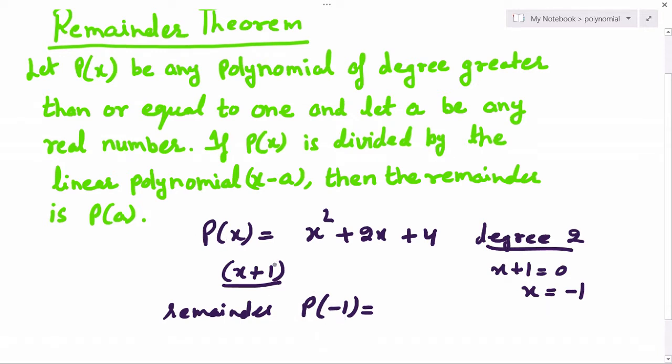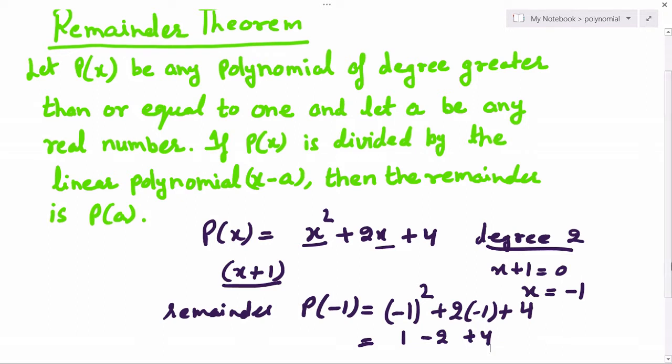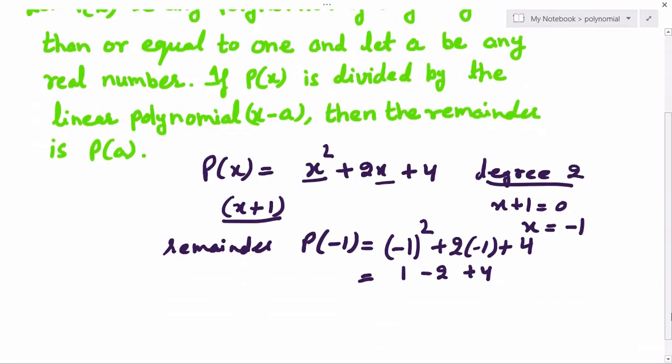Now I have put minus 1 in this polynomial. So I am getting minus 1 raised to power 2 plus 2 into minus 1 plus 4. Wherever I have x in this polynomial, I will replace it by minus 1 so that I can directly get the remainder. Minus 1 raised to power 2 is 1. Multiply them, you will get minus 2 plus 4. You can see here, 1 plus 4 is 5, 5 minus 2, and this is equal to 3. So this is your remainder.